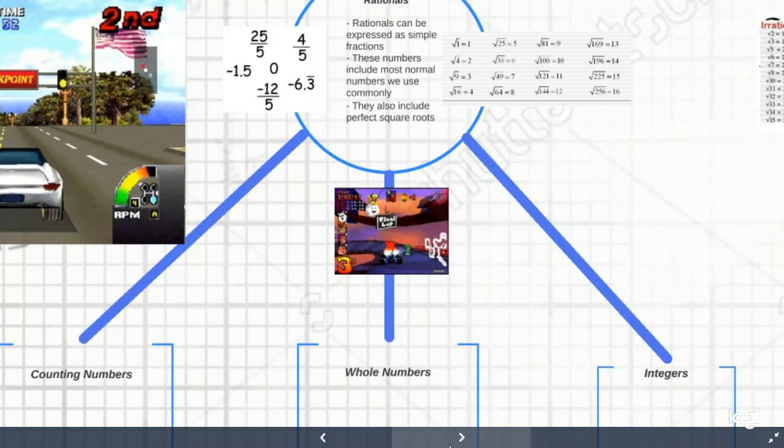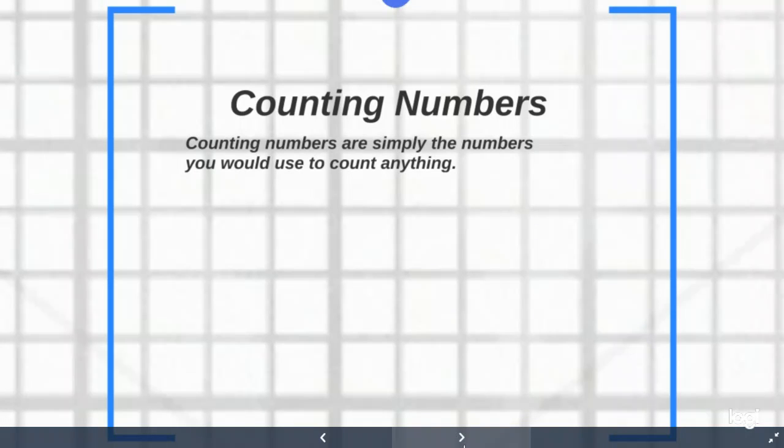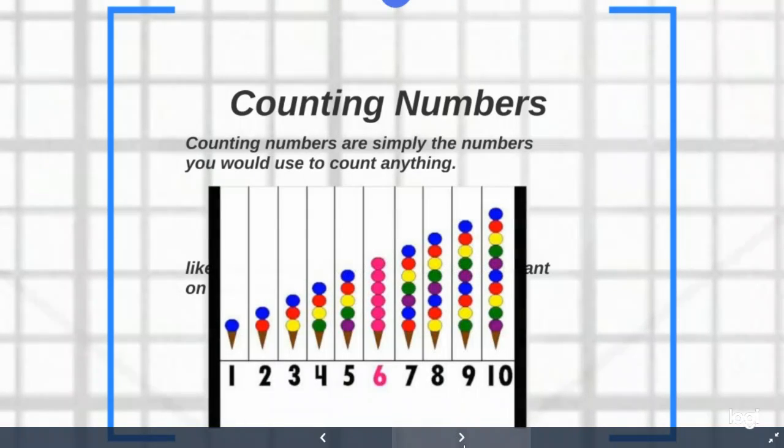All right, so these groups of numbers kind of progress with history. Counting numbers were the first types of numbers invented, and they're things that you use to count anything. Now, when you use counting numbers, you don't start with the number 0. If you're going to count items, you always start with the number 1, right? So for example, scoops of ice cream on a cone. Mr. Claiborne likes 6 scoops of ice cream, okay?